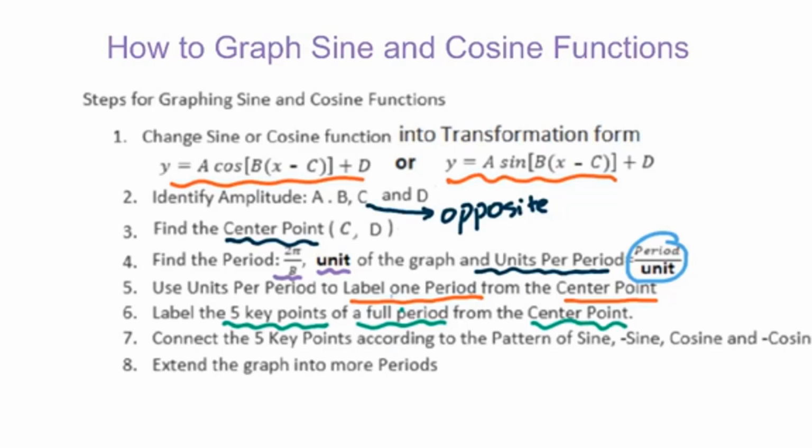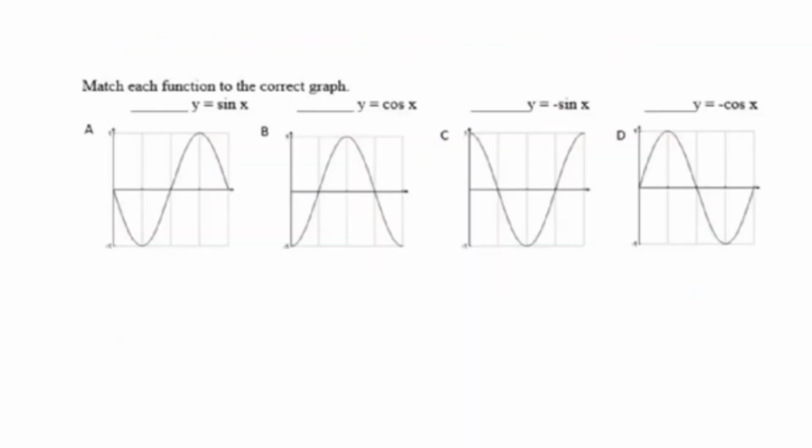I will talk about those 5 key points later on. Then you need to connect these 5 key points according to the pattern: sine, negative sine, cosine, or negative cosine. Then you can extend the graph into more periods. First of all, match each function to the correct graph.